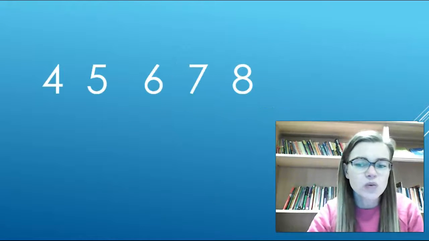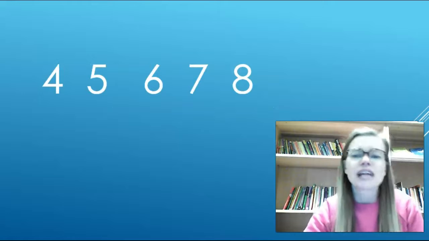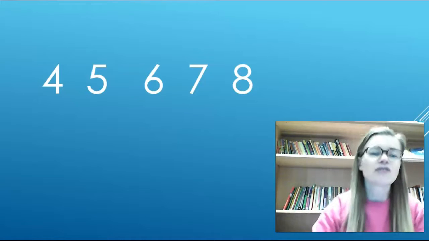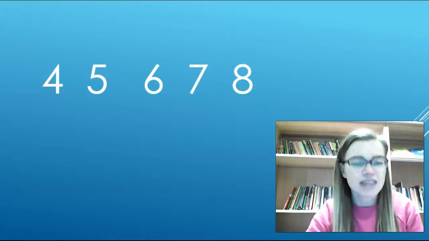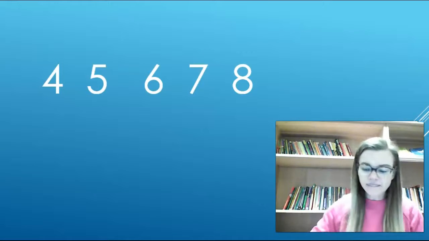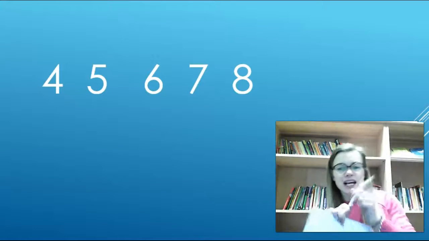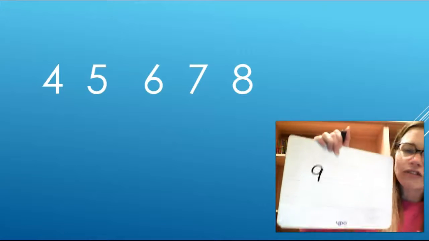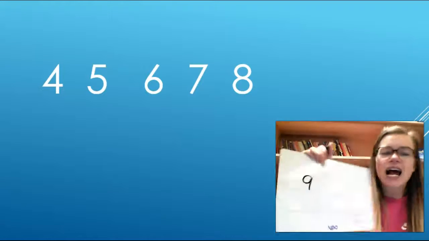So our first one is 4, 5, 6, 7, 8. What number would come next? 4, 5, 6, 7, 8. So you can pause me while you write your answer down. And the number that comes next is number 9, which looks like that. 4, 5, 6, 7, 8, 9.